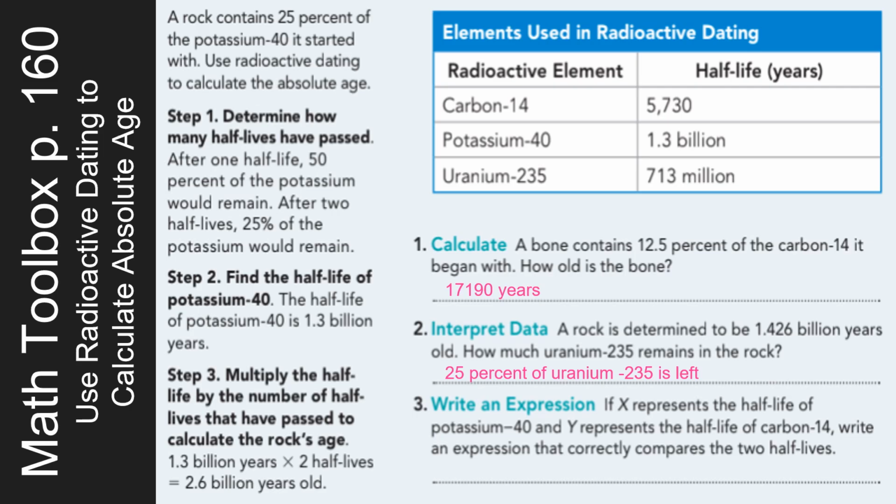If X represents the half-life of potassium-40 and Y represents the half-life of carbon-14, write an expression that correctly compares the two half-lives. So X is greater than Y. Potassium-40 is 1.3 billion years, which is greater than carbon-14's 5,730 years.